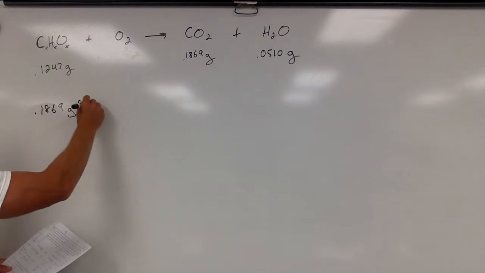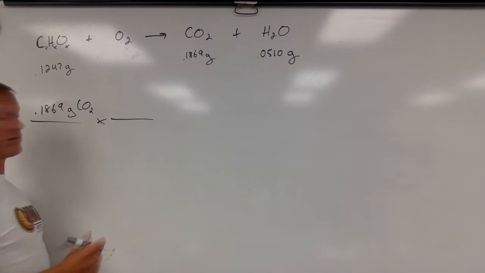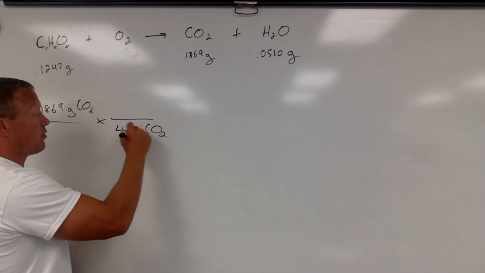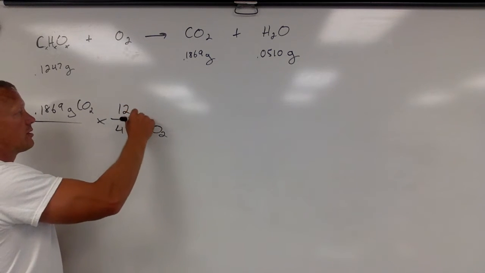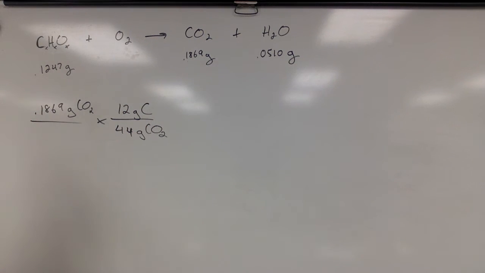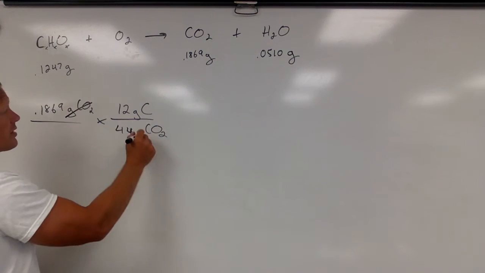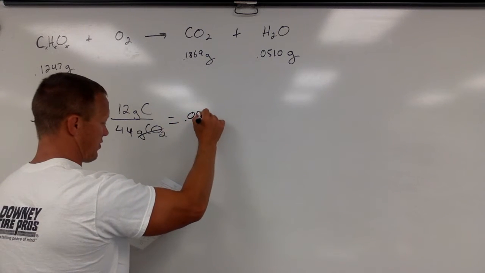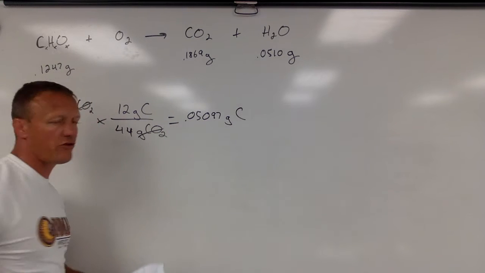So I'm essentially just going to say, well, we have 0.1869 grams of carbon dioxide collected. I'm just going to do the percent of carbon in there. For every 44 grams of carbon dioxide, that's just how much a mole of carbon dioxide is, it contains 12 grams of carbon. There's 12 grams of carbon out of every 44, so that cancels with that. Our grams of carbon are 0.05097. Notice I'm leaving quite a few decimal places here.